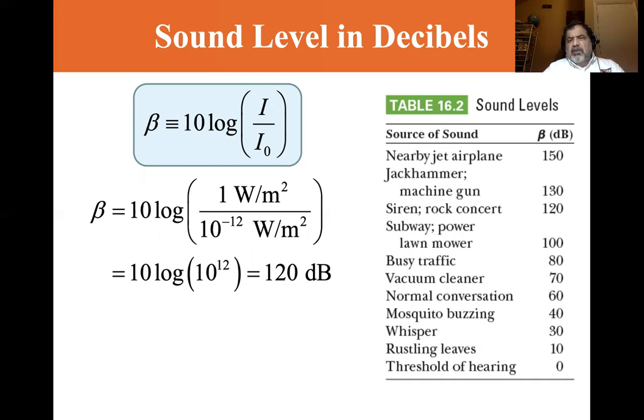So here are some sound levels in dB. A nearby jet airplane, 150 decibels, a jackhammer or machine gun, 130 decibels, a siren or a rock concert is 120, a subway or a power lawnmower is 100, busy traffic 80, vacuum cleaner 70, normal conversation is 60, mosquito buzzing is 40, a whisper is 30, rustling leaves are 10, and the threshold of hearing is 0 dB. That's the 10 to the minus 12. That's our threshold of hearing.